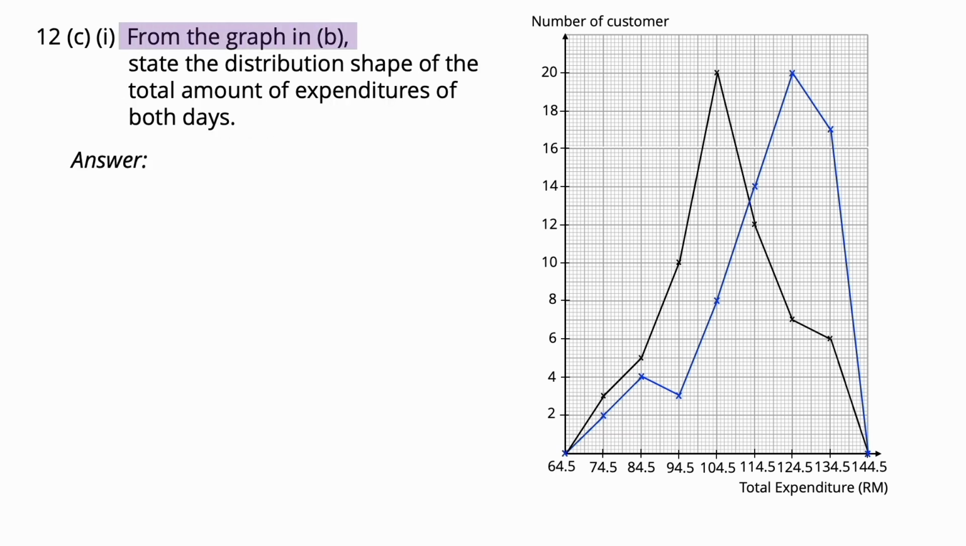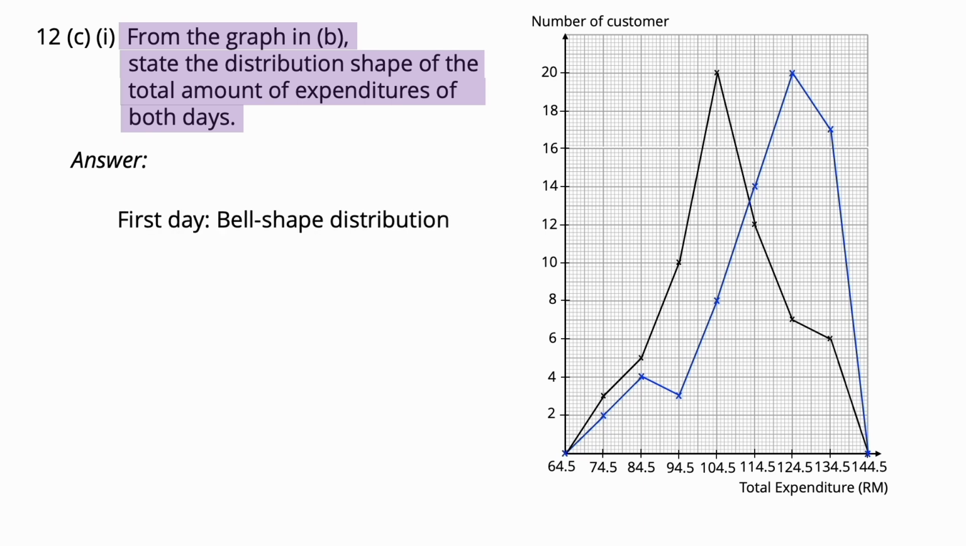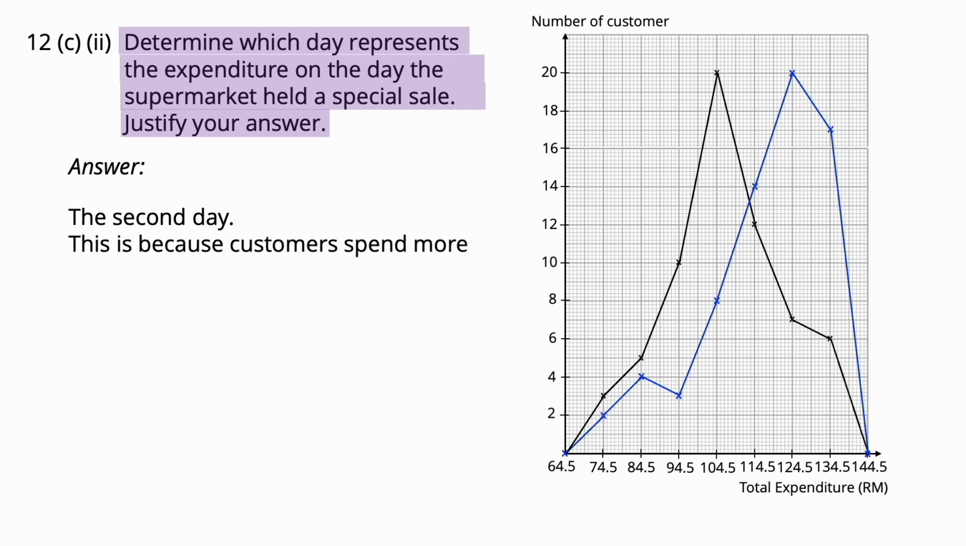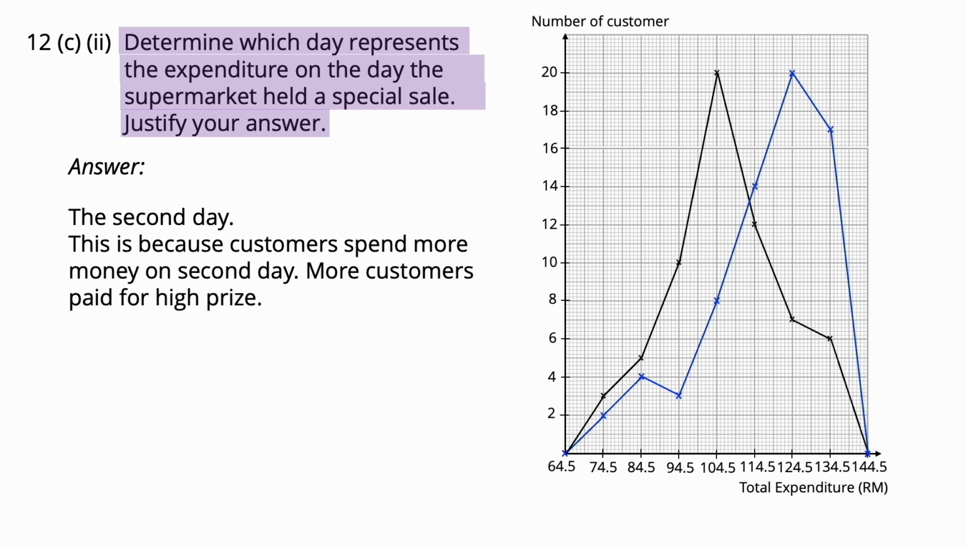C1, from the graph in B, state the distribution shape of the total amount of expenditures of both days. The first day is a bell-shaped distribution. Second day is a left-skewed distribution. C2, determine which day represents the expenditure on the day the supermarket held a special sale. Justify your answer. The second day. This is because customers spend more money on second day. More customers paid for high price.